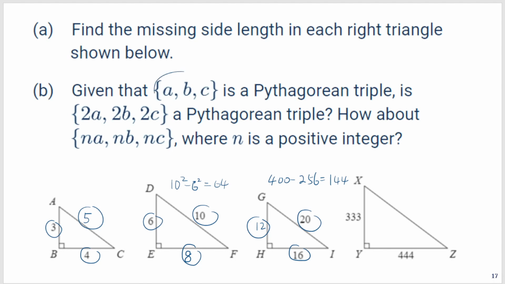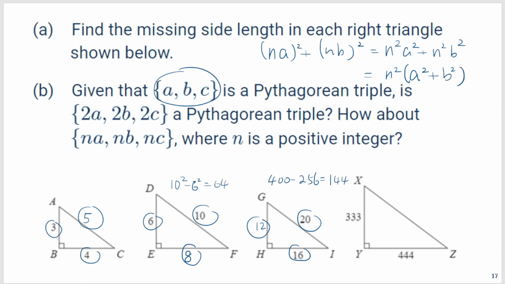We know A, B, C is a Pythagorean triple, and let's check NA, NB, NC. So what is NA squared plus NB squared? It is N squared A squared plus N squared B squared, right? If you put N squared in front, you will have N squared times A squared plus B squared. We know A squared plus B squared is C squared, right? So that equals NC squared. Can you see that? Therefore, NA, NB, and NC is also a Pythagorean triple, right?